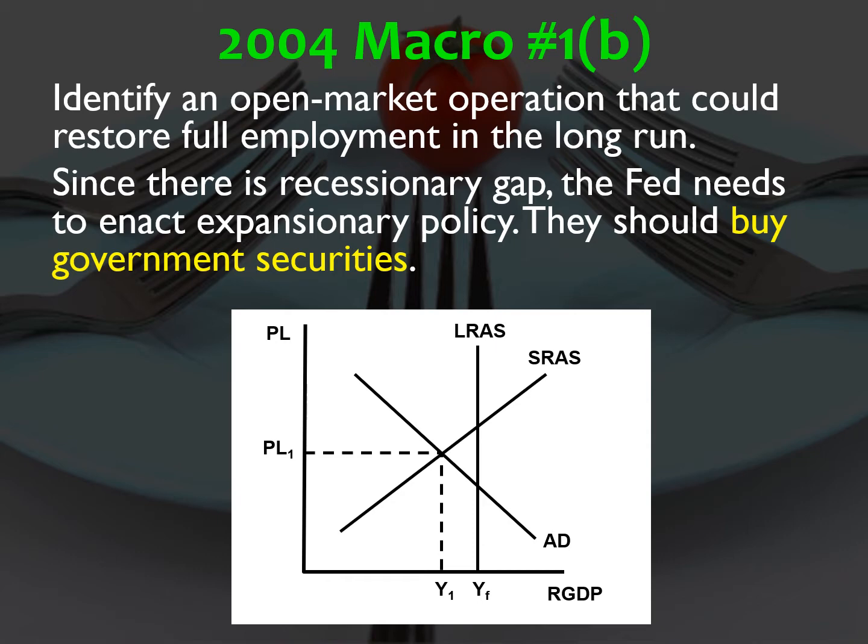One common mistake people make is that they miss the open market operation part and they'll say something like lower the discount rate or lower the reserve ratio. Those are not open market operations. Only buying and selling bonds are considered open market operations.